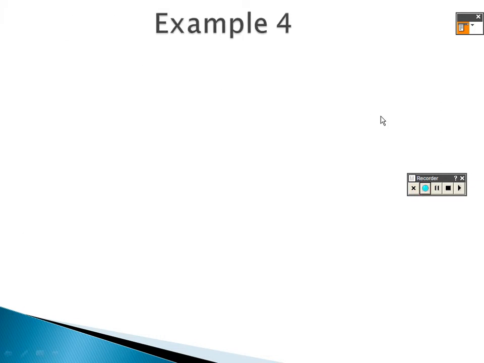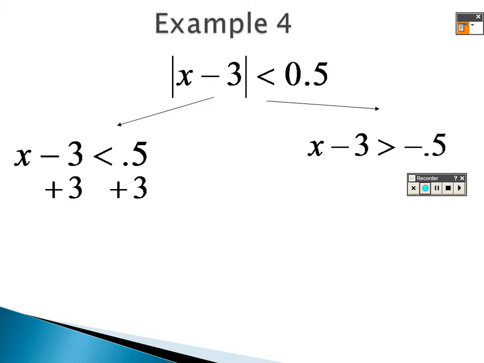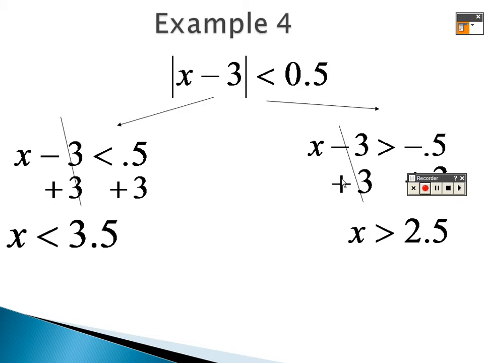Example 4, because it's less than, it's like a sandwich problem. So I can write it separately and flip it around, or I can just write it as a sandwich problem. I add 3 to both sides, so x is less than 3.5. I add 3 to both sides, and I get x is greater than 2.5.